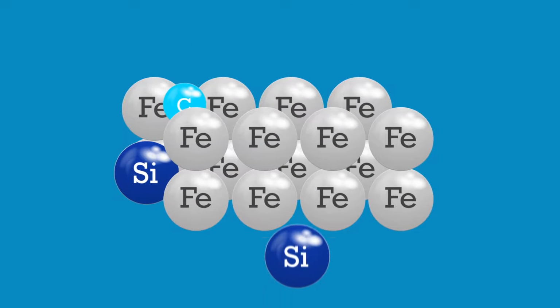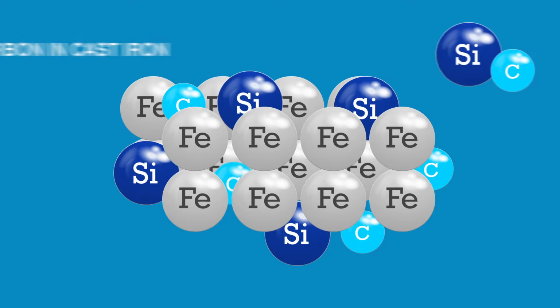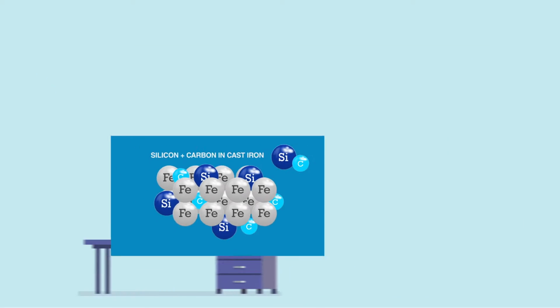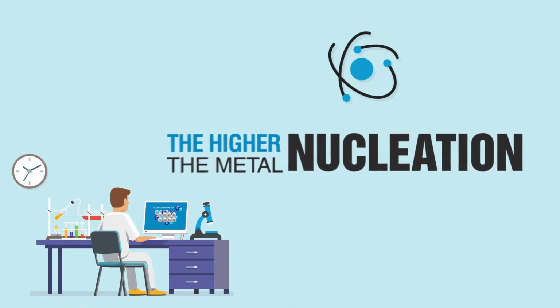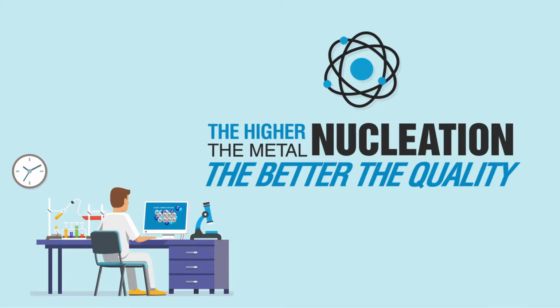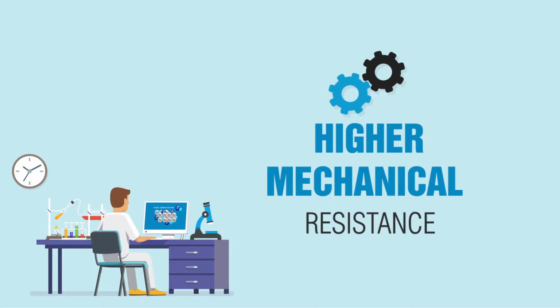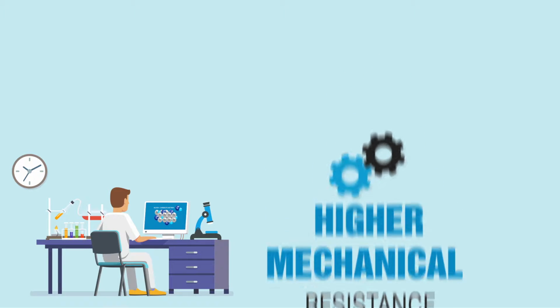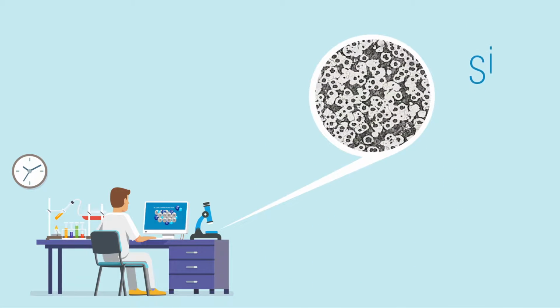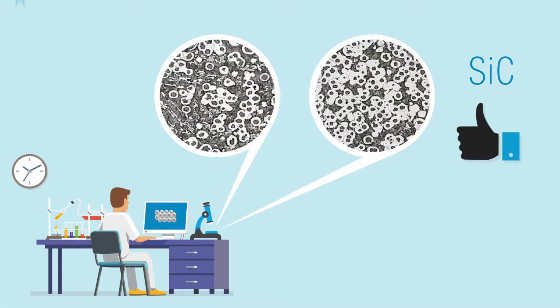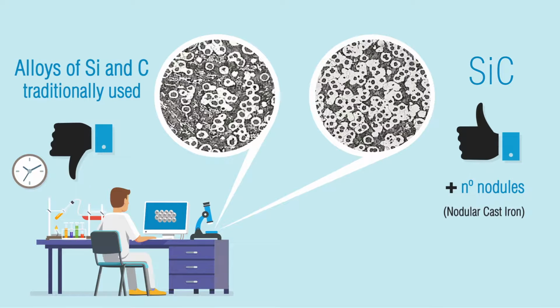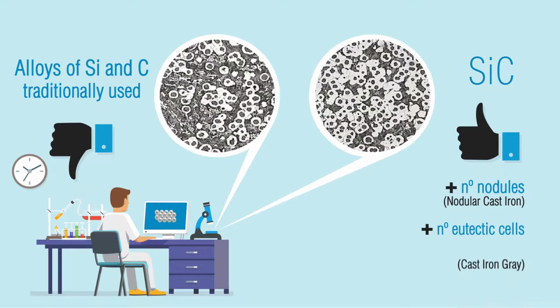The silicon carbide is used to add silicon and carbide to the cast iron alloy, in addition to providing increased nucleation. The higher the nucleation of the metal, the better the final quality of the cast iron, resulting in a higher mechanical resistance. And the silicon carbide naturally increases the nucleation of the cast iron when compared to other materials, leading to an increase in the number of nodules in nodular cast irons, or an increase in the number of eutectic cells in gray cast iron.